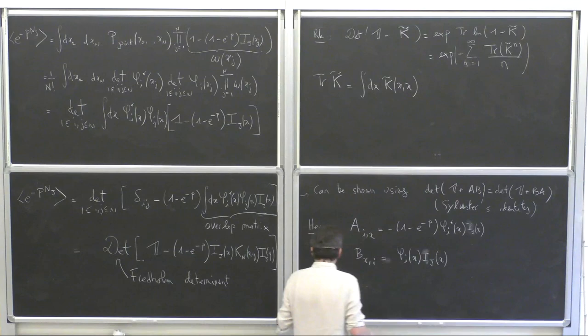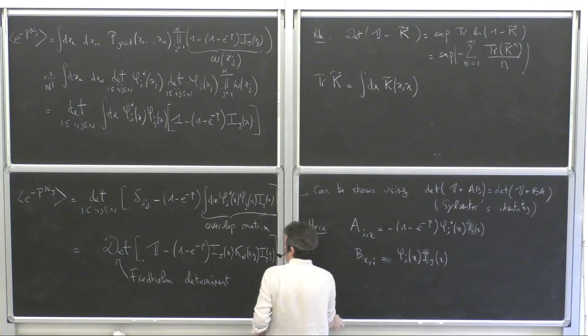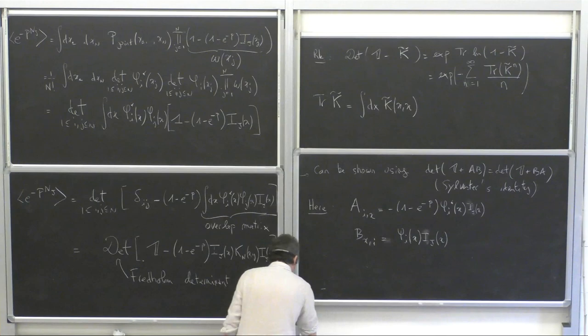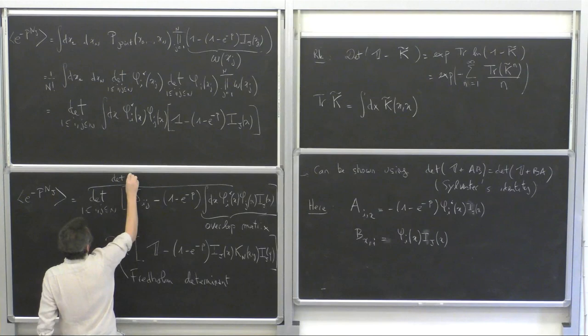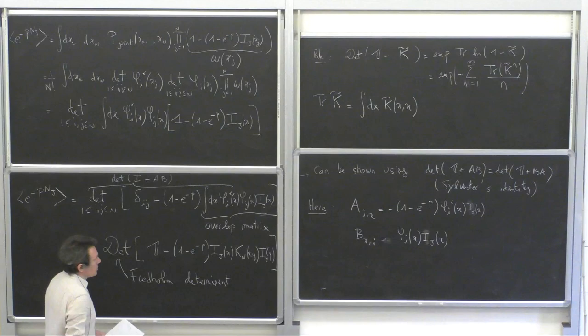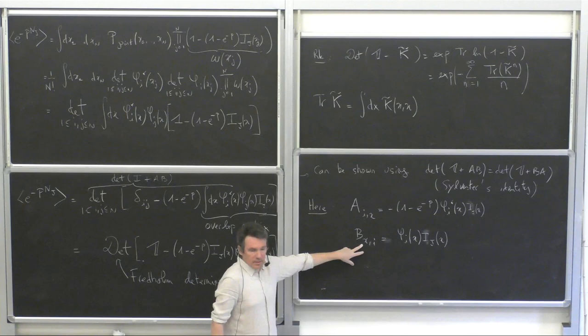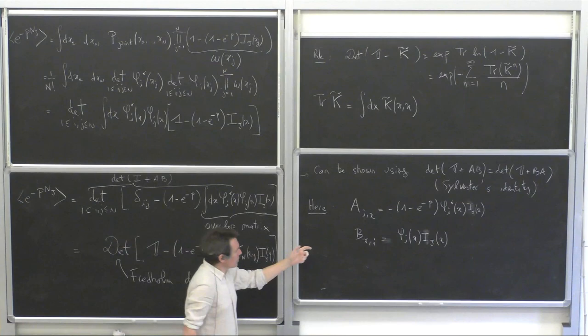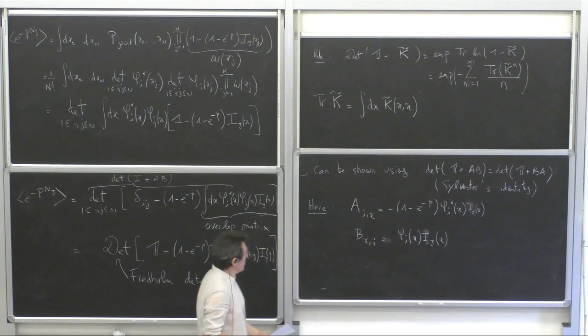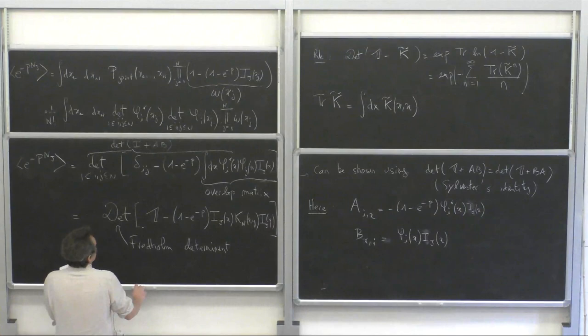So if you do the determinant of I plus AB, that's what you would get. When you do the product AB, you have indeed to sum over x, and that will produce this quantity here. Now, if you do the converse, BA, in this case you have to sum over I, and that will produce this quantity. So that's the determinant.